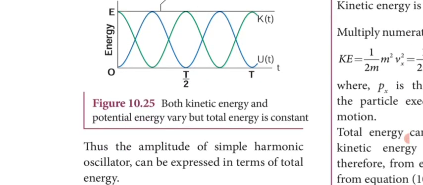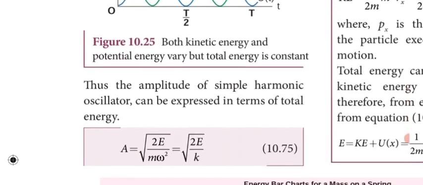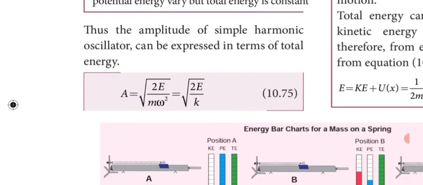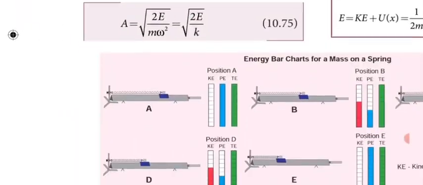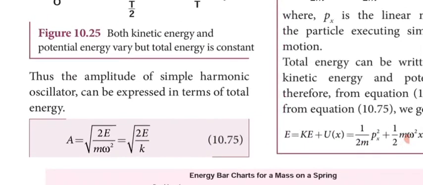This is the graph showing how the kinetic energy and potential energy vary, but the total energy is a constant. So the amplitude of the simple harmonic oscillator can be expressed as A is equal to root of 2E by m omega square, which is equal to root of 2E by k. Okay, this is the final expression. Understood? Up to this point your 10th unit has to be over, and in the next video class we will take up the 8th unit.